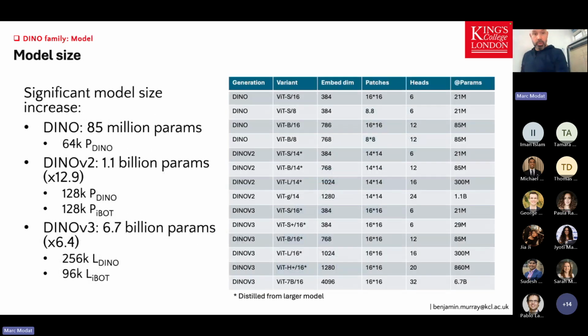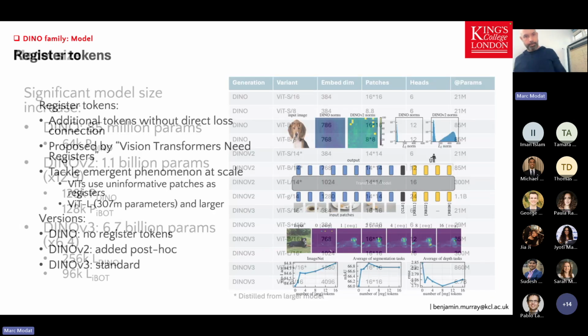They have a bunch of model sizes. I won't go through all of these. Suffice to say, DINO 1 started off at 85 million. DINO V2 went to 1.1 billion parameters. And DINO V3 is pretty small by foundation model standards. It's still only 6.7 billion parameters. But each time, what they are claiming is that they get new emergent properties by upping the scale.